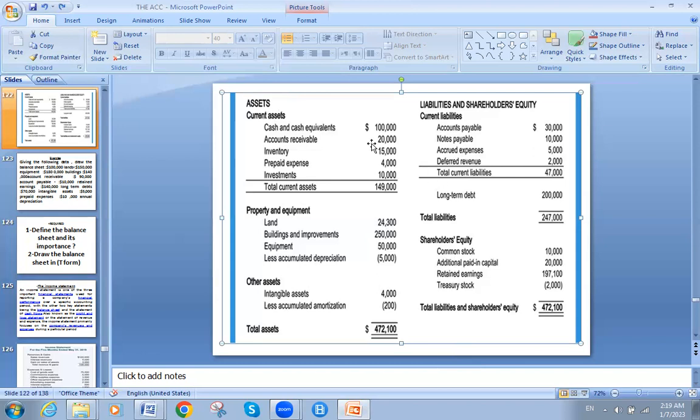How about if this side is greater than this side? In that case, I will put capital here. I will make them both equal, and I will add the capital on this side, since this side was less than this side. What about if this side was greater than this side?